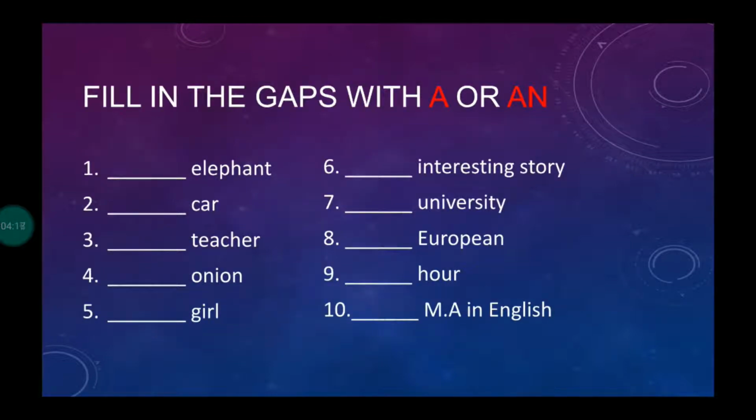Now, to test your understanding whether you have understood the usage of a and an in this exercise, I would like you to have a look at all these words for a few minutes and then think where you're going to use a or an. Actually, when we say it, we don't say it in isolation, but because it is written, normally you have to say a or an. So here, I want you to look through all this. Elephant, car, teacher, onion, girl.